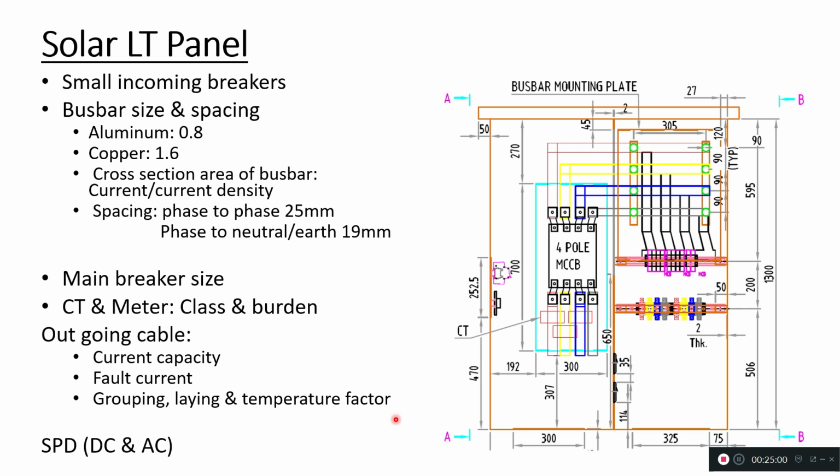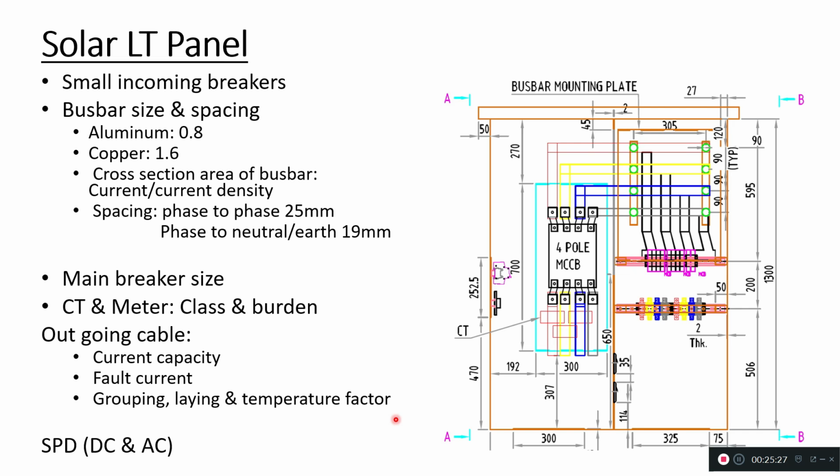Whenever you are laying this cable from the LT panel to the injection point, you are going to lay it either in a duct or a trench, or you are going to take it on a cable tray. Suppose there are existing cables, you need to maintain a suitable distance from those cables, because that will affect the current carrying capacity of your particular cable. That is basically the grouping factor.